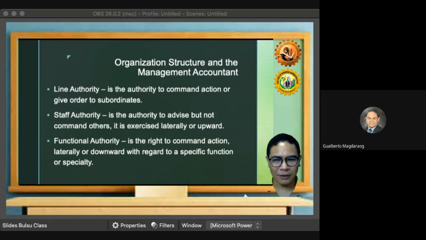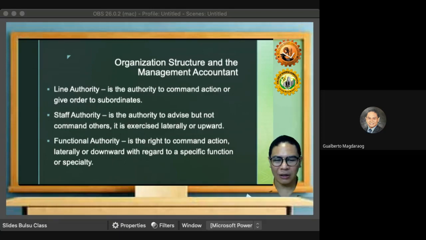Importante na naiintindihan natin yung organizational structure because an organization is a group of individuals who join together to achieve a specific goal or objective. And each individual na nasa organization, they have their own belief, they have their own principles, they have their own means of how to do or in ways how to do things. Kaya we need to understand the structure for us to know kung sino ang may authority and their responsibilities.